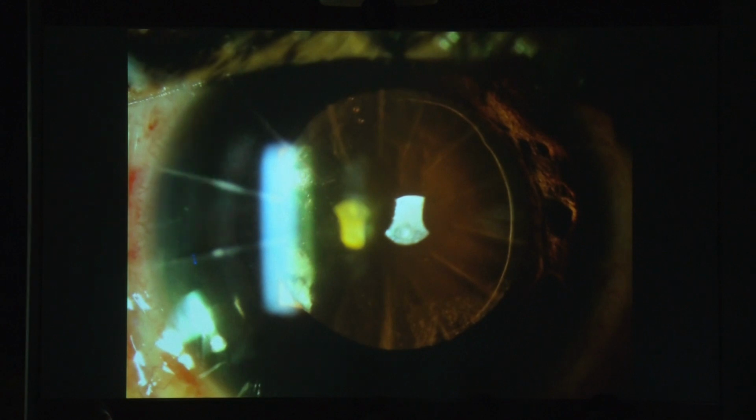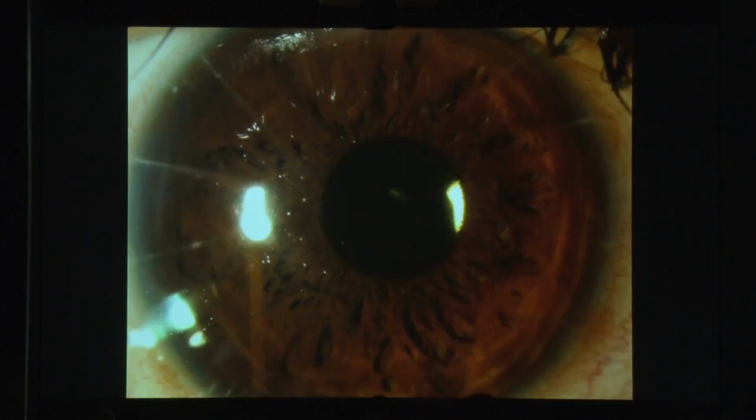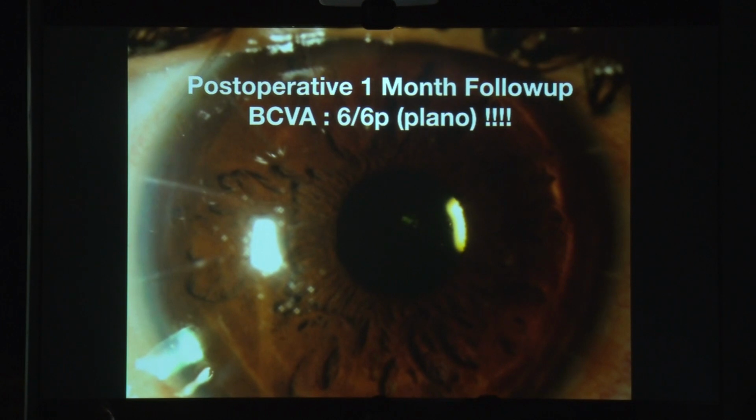And this is what the patient looks like post-operatively. You can see beautifully the toric marks there. And so again, you can see here that the central cornea looks pretty clean. And therefore, at 1 month follow-up, she's 6/6 plano.